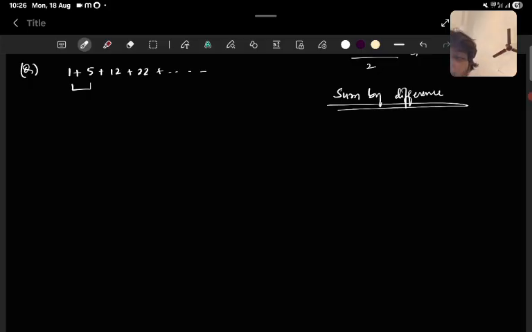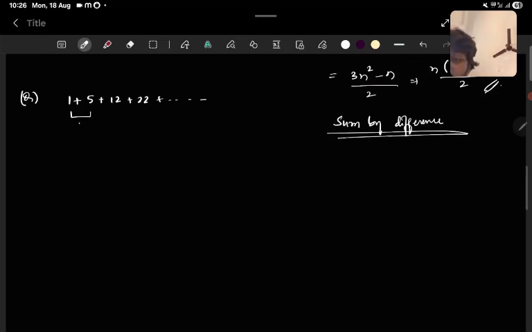That is nothing but if you observe the difference between two terms, 5 minus 1 is actually 4 and 12 minus 5 is actually 7, right beta? And next 22 minus 12 will be actually 10. Understood the process? So the difference is 4 here and the difference is 7 and the difference is 10 and so on. The first difference is actually in AP. The difference is actually in AP.